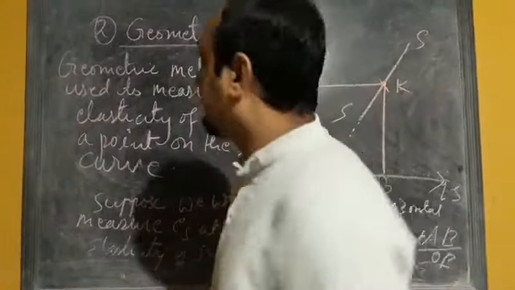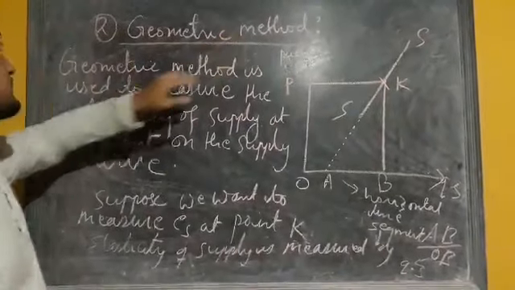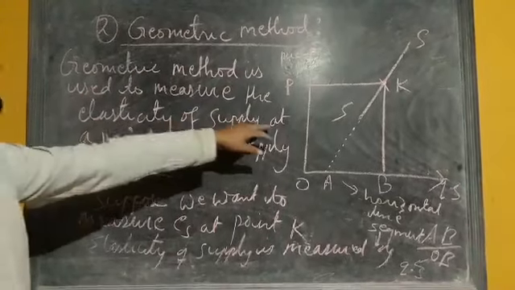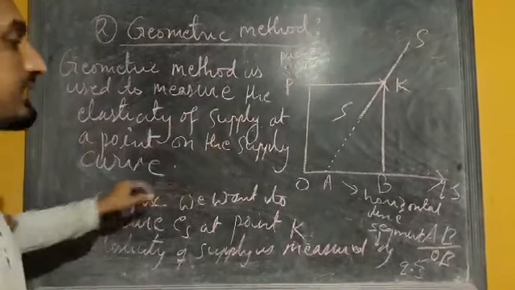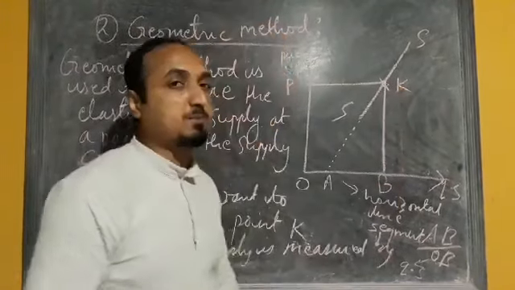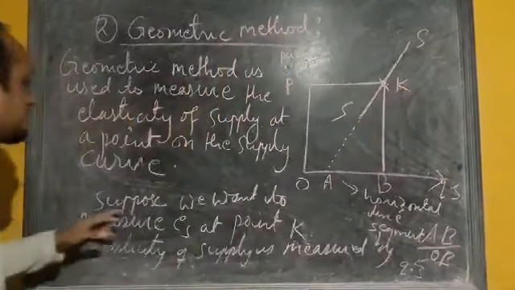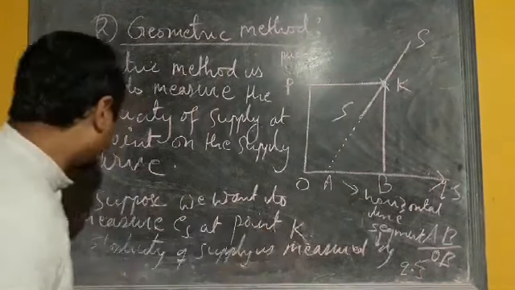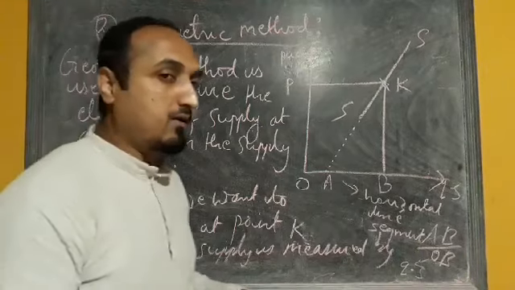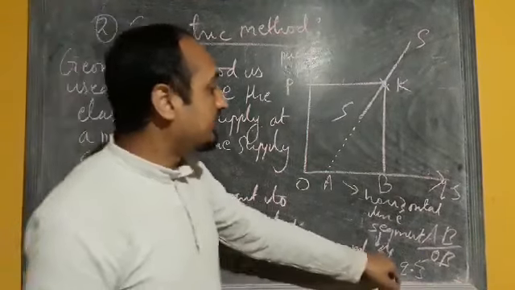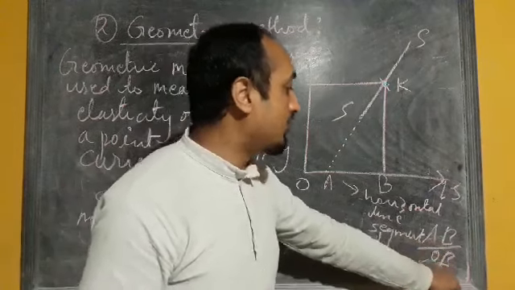Okay, now the second method is the geometric method. This geometric method is used to measure the elasticity of supply at a point on the supply curve. Suppose I am going to measure the elasticity of supply at point K on the supply curve. The elasticity of supply is measured by the formula AB by OB.